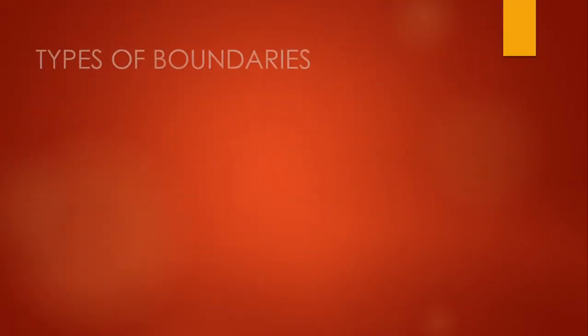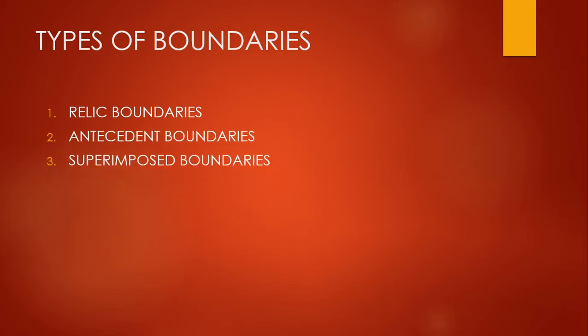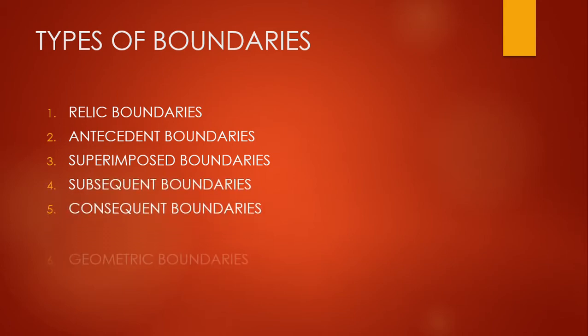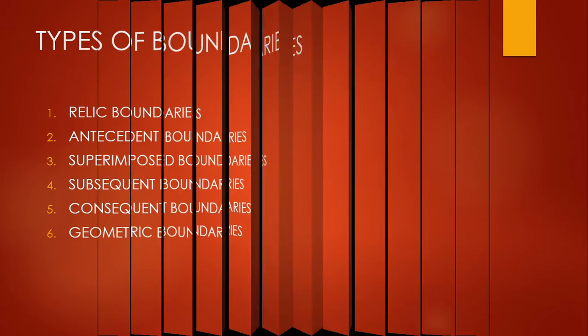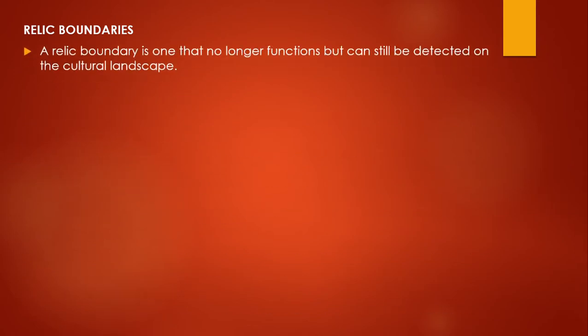So there are certain types of boundaries. First, relic boundaries, antecedent boundaries, superimposed boundaries, subsequent boundaries, consequent boundaries, and geometric boundaries. So what is a relic boundary? A relic boundary is one that no longer functions but can be detected on the cultural landscape. So it is no longer functional.